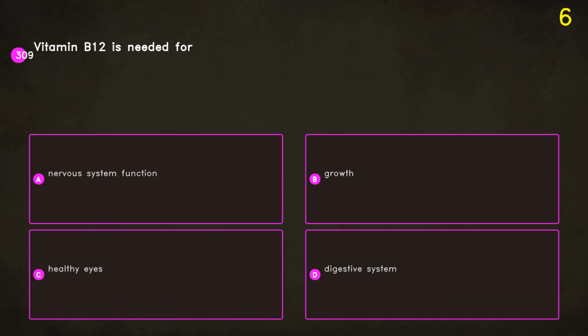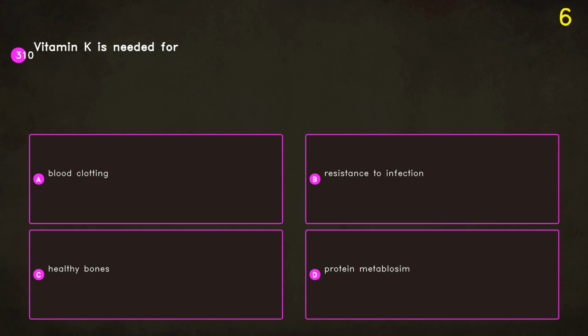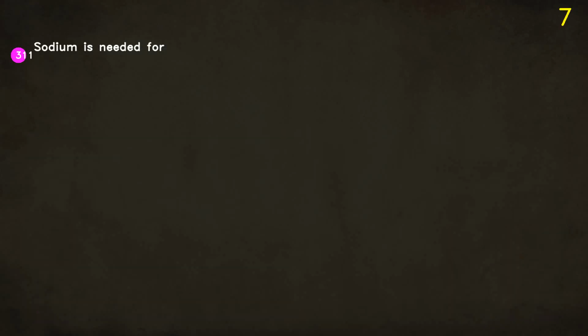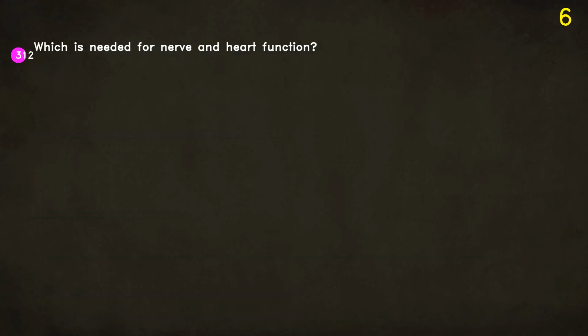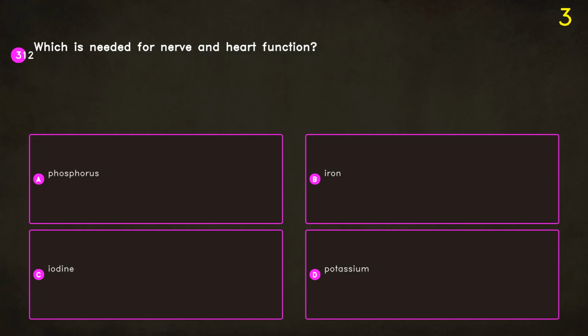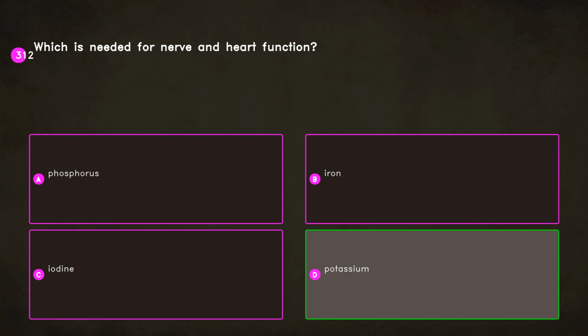Question 309. Vitamin B12 is needed for A. Nervous system function, B. Growth, C. Healthy eyes, D. Digestive system. The correct answer is nervous system. Question 310. Vitamin K is needed for A. Blood clotting, B. Resistance to infection, C. Healthy bones, D. Protein metabolism. The correct answer is blood clotting. Question 311. Sodium is needed for A. Blood clotting, B. Bone and teeth health, C. Thyroid gland function, D. Fluid balance. The correct answer is fluid balance. Question 312. Which is needed for nerve and heart function? A. Phosphorus, B. Iron, C. Iodine, D. Potassium. The correct answer is potassium.